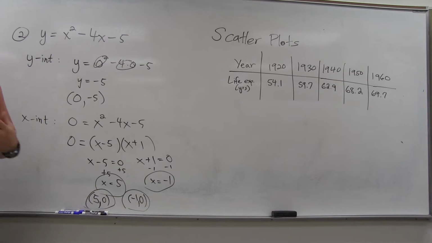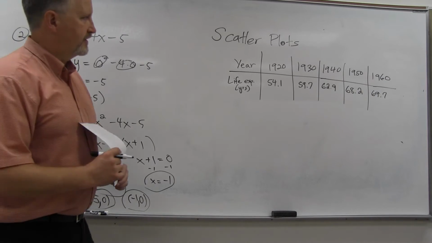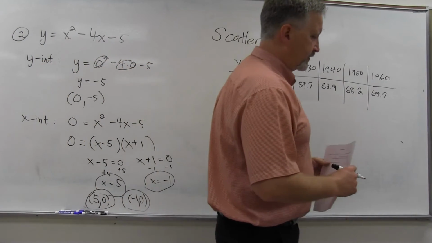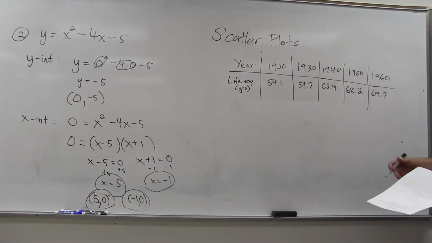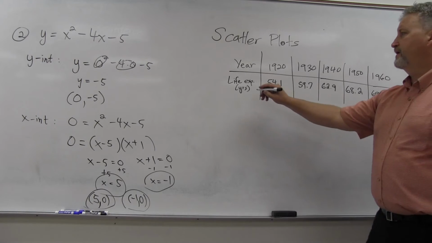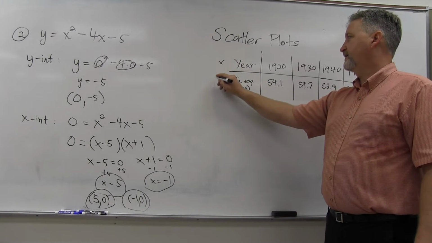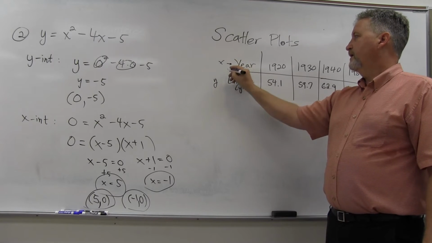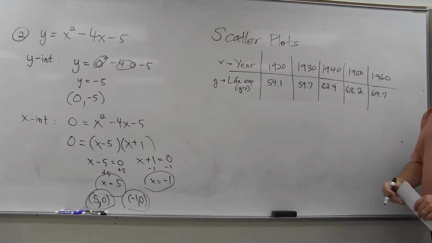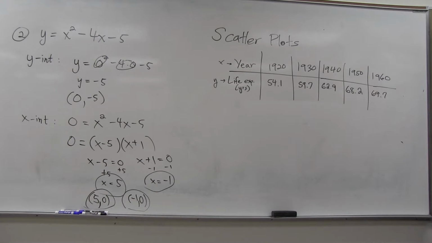about a scatter plot. A scatter plot is just graphing the data, so it's really just what we were doing earlier with the table here. This is just a table, and we're going to choose one to be x, one to be y. Of course, we'd probably choose the x as the year, and then the y is the life expectancy. This is the way we'd probably most often see it.